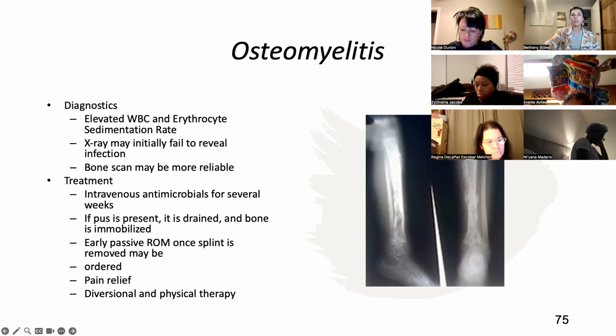If there's pus, we need to make sure that we're draining it and that the bone is going to be immobilized so that we're not spreading that nastiness around. Once we're in a splint, we can do some passive range of motion. Need to make sure that we're doing pain relief and physical therapy.